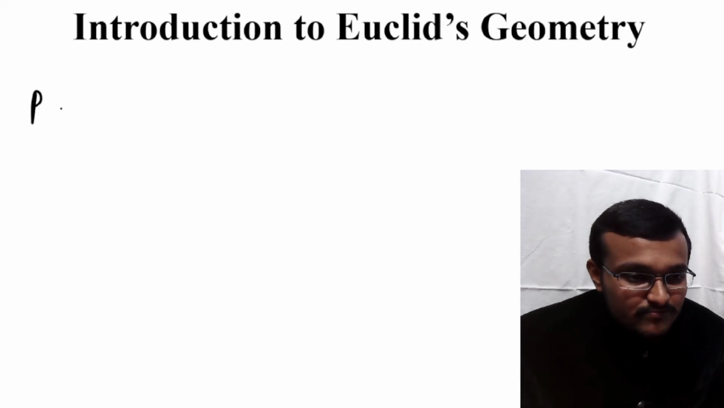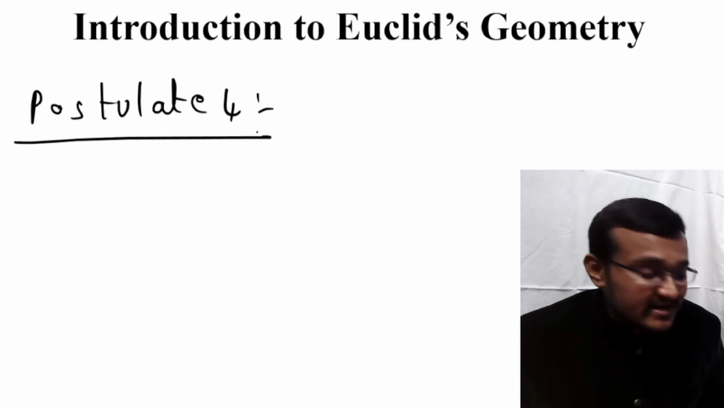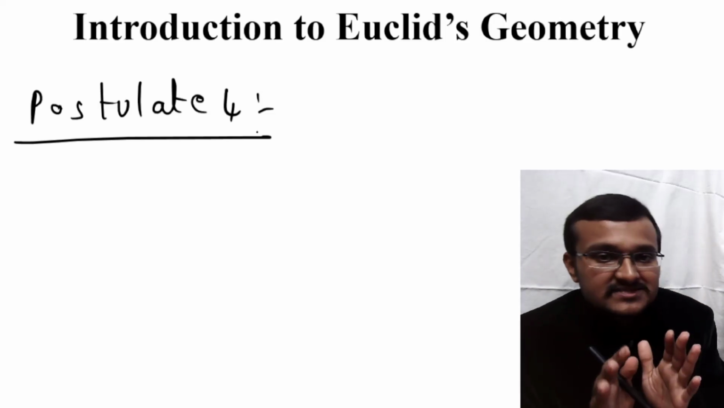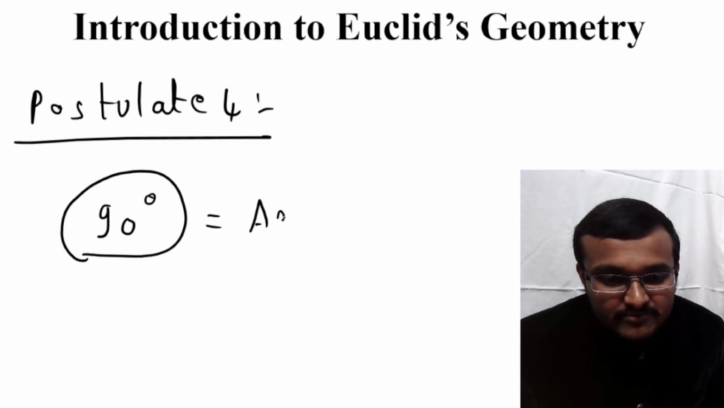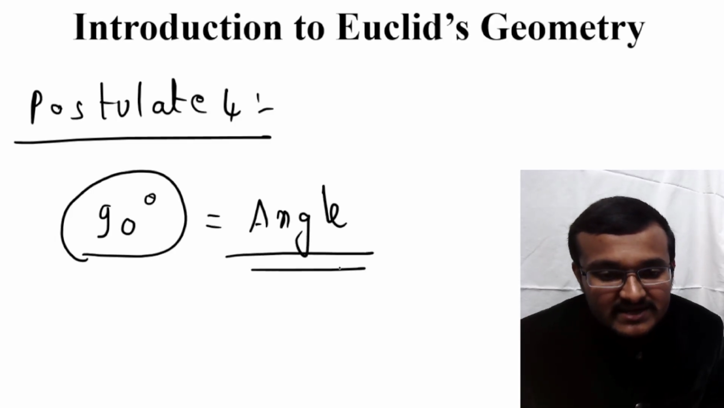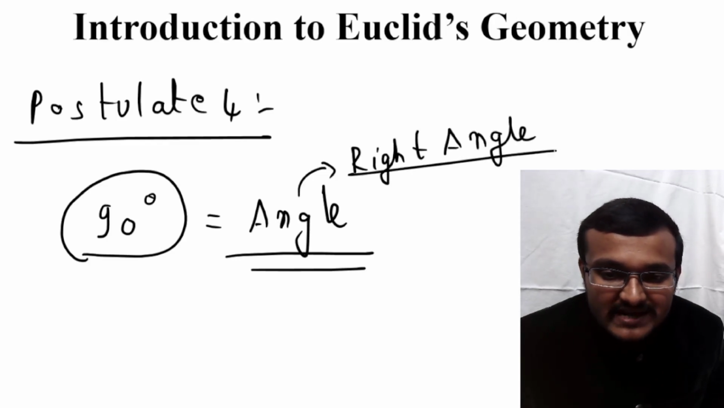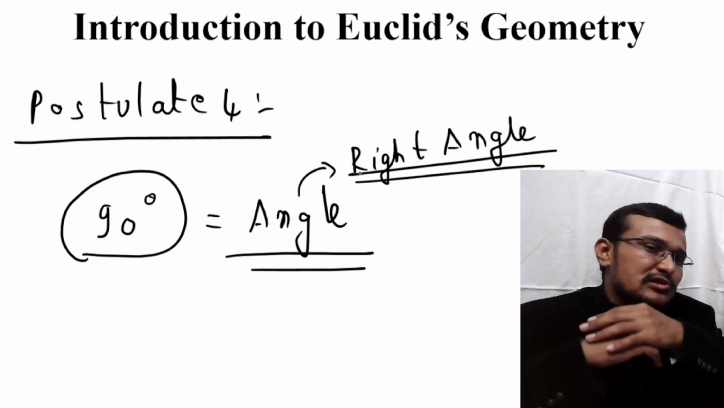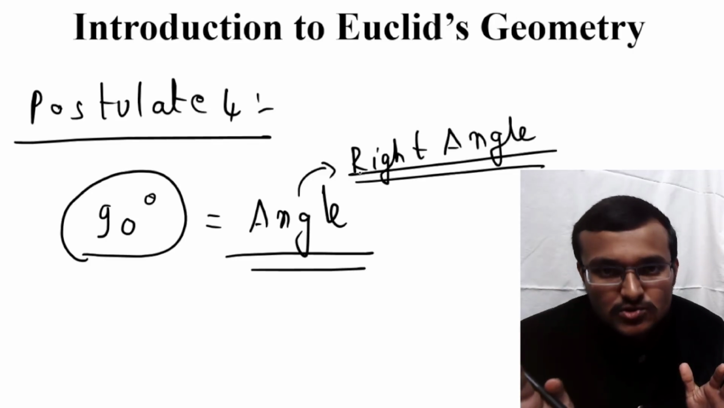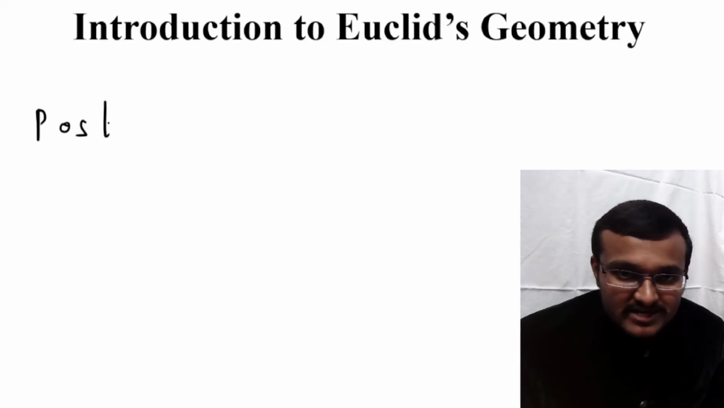Now looking into postulate 4. Here Euclid assumes that all right angles are equal to one another. If a particular angle is equal to 90 degrees, then that particular angle is known as a right angle. Only when the angle is equal to 90 degrees is it known as a right angle. And any right angles you take will have an angle equal to 90 degrees. So that is one more assumption which Euclid has made in postulate 4.